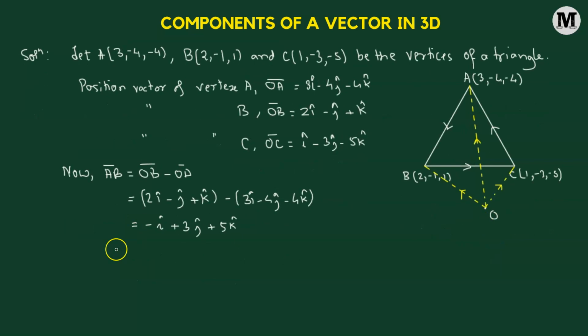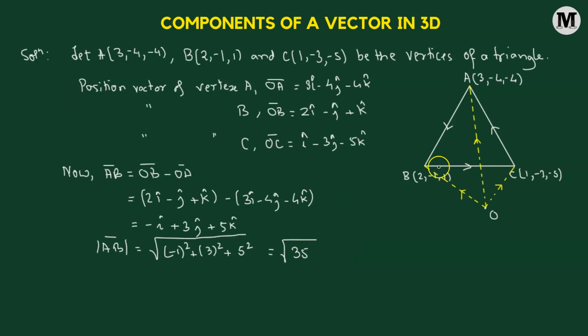Now that we have the vector AB, let's also compute its magnitude. The magnitude of vector AB is going to be equal to the square root of the sum of squares of the coefficients of i cap, j cap and k cap. We begin with the coefficient of i cap, that's negative 1, squared, added to the coefficient of j cap, that's 3, squared, and added to the square of the coefficient of k cap. That's going to give us square root of 35. We're going to keep it aside for the time being.